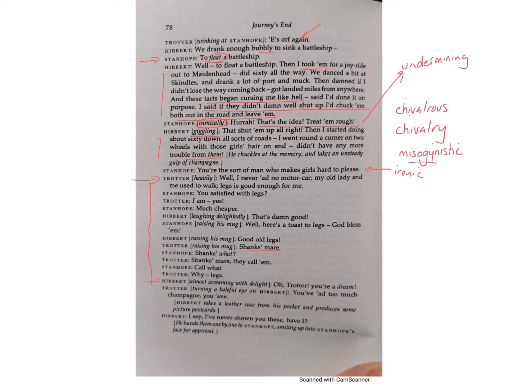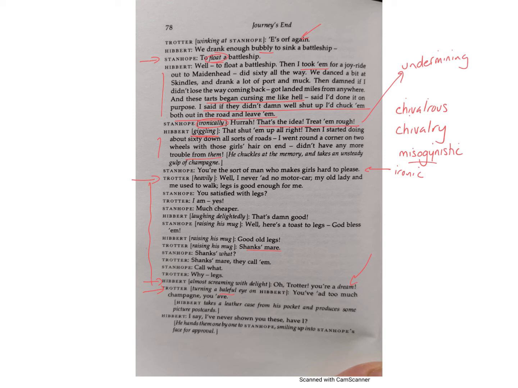And Hibbert is just getting more and more excited, giddy, drunk, more and more out of control. And he's clearly here laughing at Trotter, not laughing with Trotter, which is a difference. And Trotter realises, and a baleful eye is a sad eye. "So you've had too much champagne, you have." So Trotter realises that the atmosphere is beginning to turn, okay? And it makes us realise that maybe Hibbert isn't going to respect some of the boundaries that are coming up.